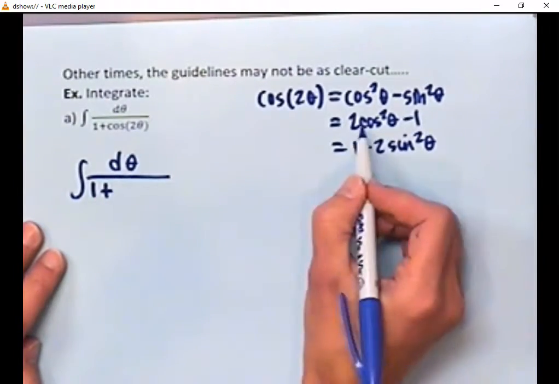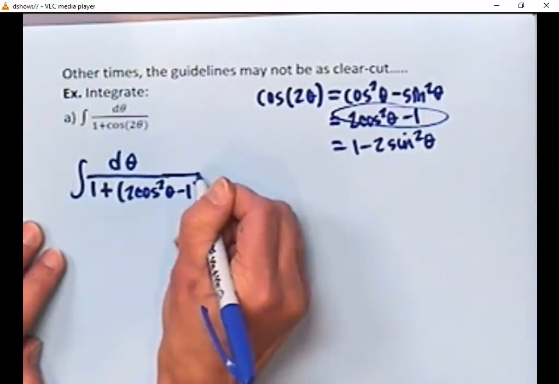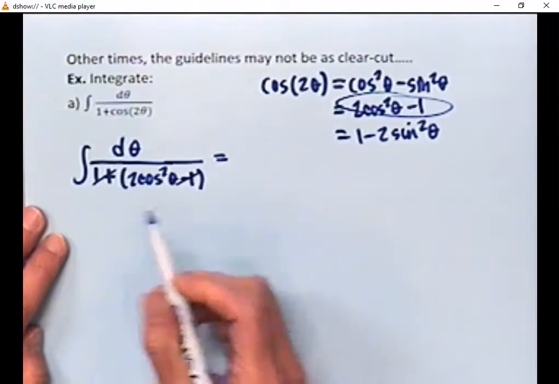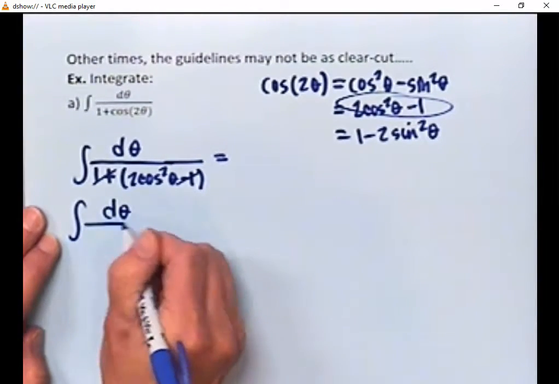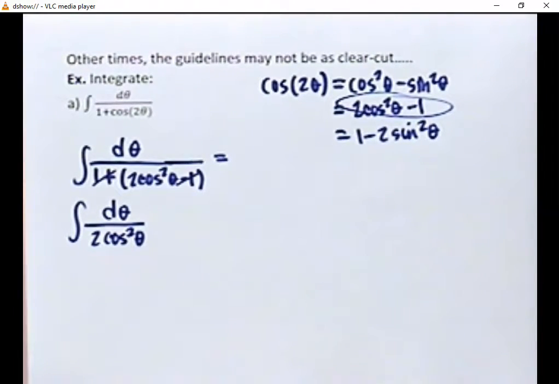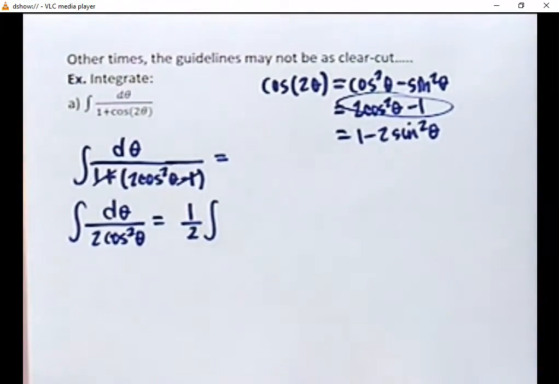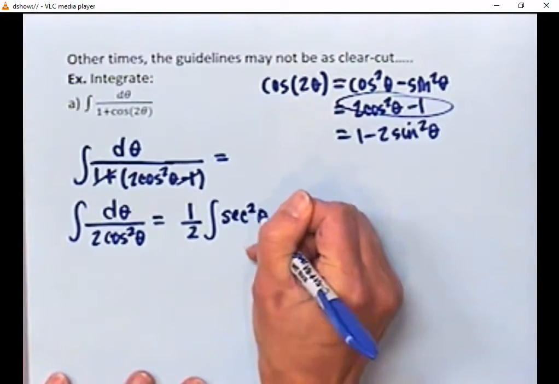So I'm going to replace cosine of 2 theta with 2 cosine squared theta minus 1. And then, as Benham said, the 1's would cancel. And so now I just have d theta over 2 cosine squared theta. Okay, is that going to be helpful? Possibly. What can we do with this 2? We could just pull it out as 1/2, right? That's just a constant. Now what can we do with d theta over cosine squared? What's 1 over cosine squared? That's a secant, right? So I could just write that as secant squared d theta.